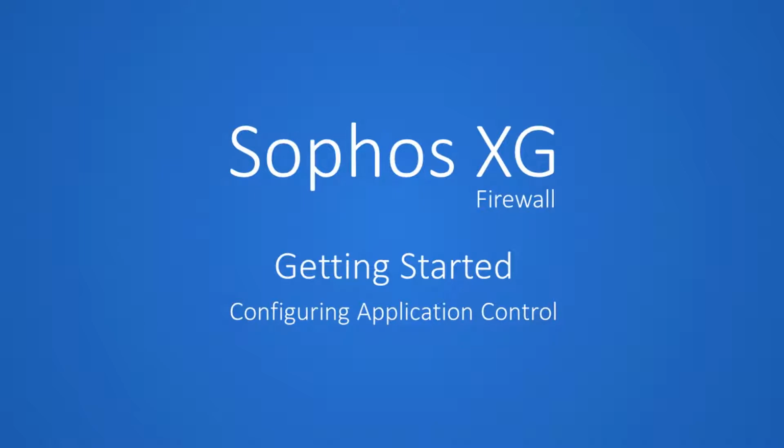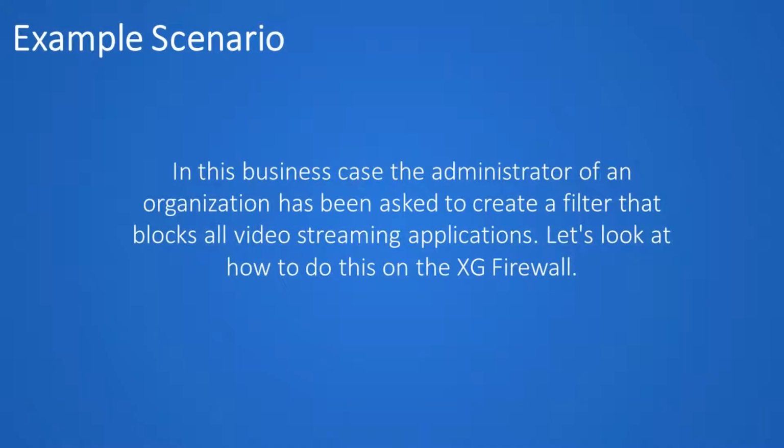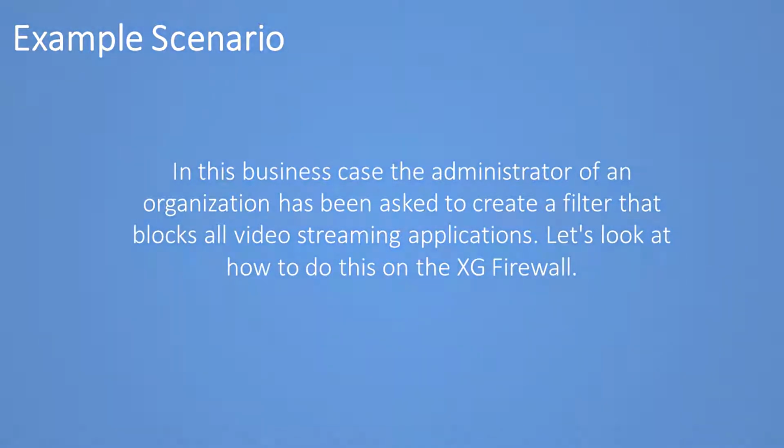This demonstration walks through the setup of an application filtering policy on the Sophos XG firewall. Let's take a look at an example scenario where an application control filter may be required. In this scenario, the administrator of an organization has been asked to create a filter that blocks all video streaming applications. Let's take a look at how to do this on the XG firewall.